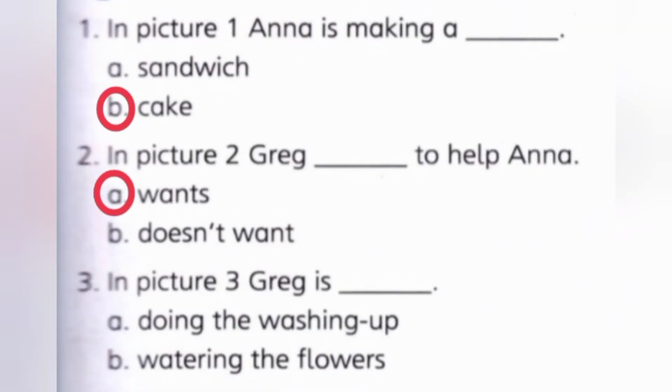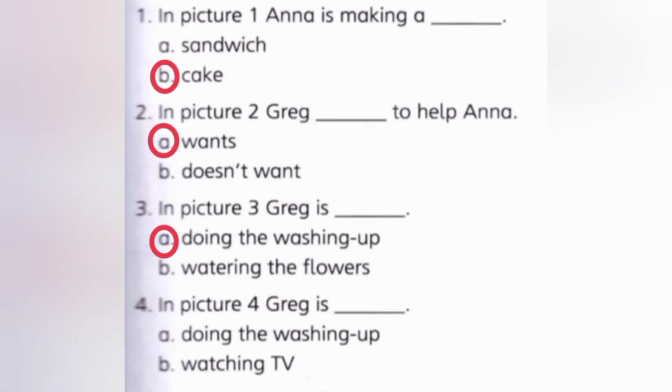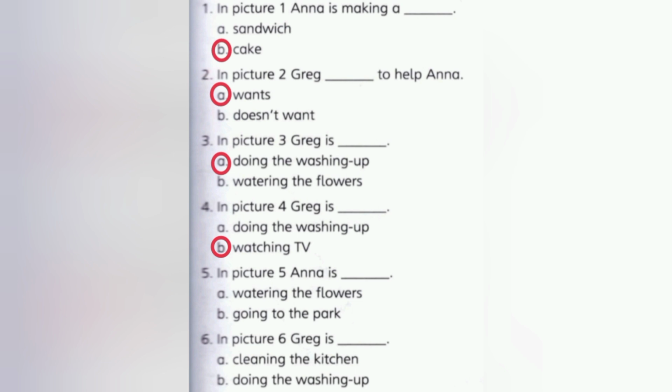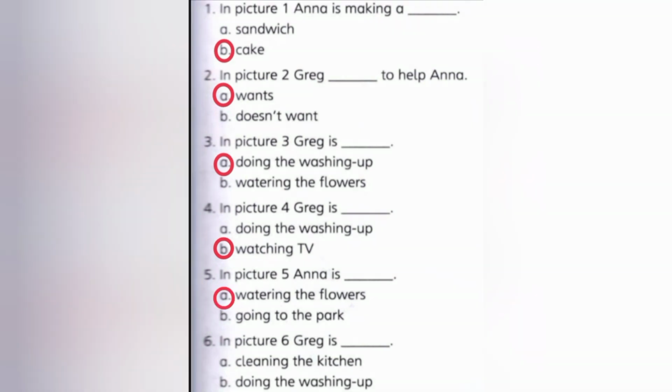A. The answer is A. Wants to help Anna. Greg nak tolong Anna. 3. In picture 3, Greg is A. Doing the washing up. Di dalam gambar ketiga, Greg sedang mencuci pinggan mangkuk. 4. In picture 4, Greg is Di dalam gambar keempat, Greg sedang B. Watching TV, menonton TV. 5. In picture 5, Anna is Di dalam gambar kelima, Anna sedang A. Watering the flowers, menyiram bunga-bunga.